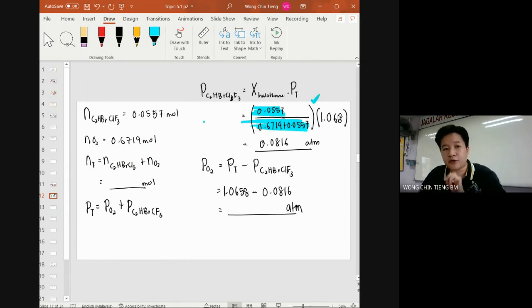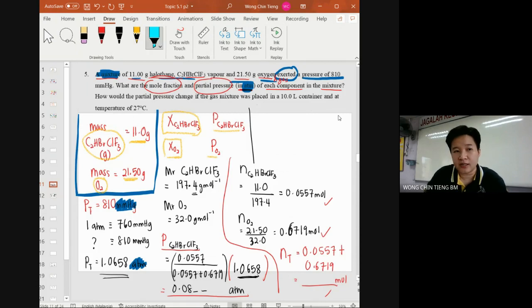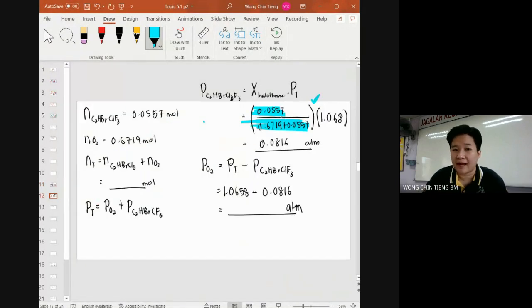But if you read my question carefully, the question is asking for the mole fraction as well. Right? See? So, will you still get full marks by answering like this? No. Why did I start off with this method? Because I want to show you that if this comes out in your subjective paper, you will lose 3 marks. You will lose 3 marks because you did not calculate the mole fraction.